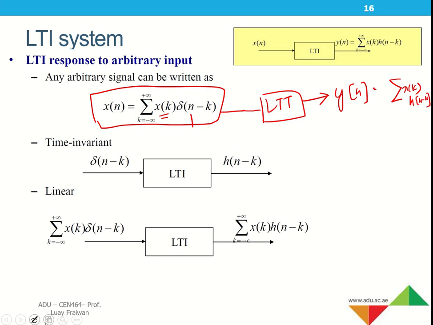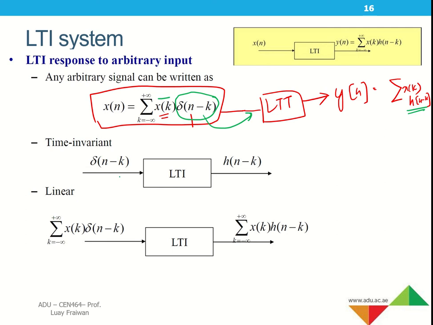Okay, so basically what will be the change in the output response? The input is kind of a constant here, so it's coming as it is, and here we have the impulse as the input. So when the impulse is the input, the output will be an impulse response.